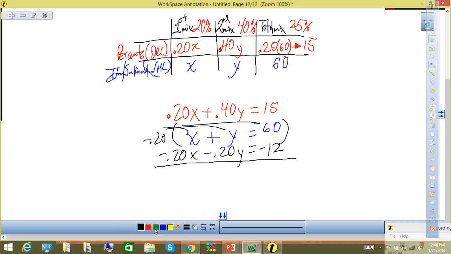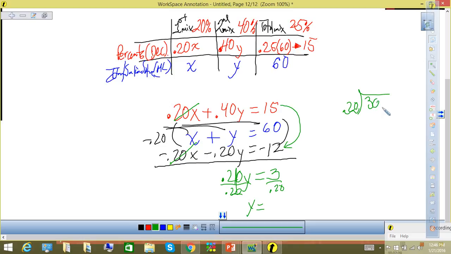Now we can eliminate, right? 20 minus 20, it cancels. 0.40 minus 0.20, that's 0.20y equals 15 minus 12, that's 3. Divide by 0.20, divide by 0.20. Y equals, let's see, 3 divided by 0.20. Move the decimal twice, 2 zeros. Fits in there, no more decimal, fits in there once. 15.